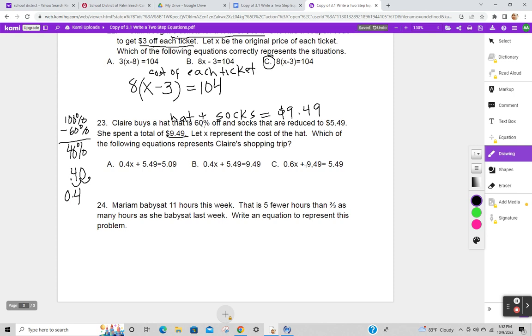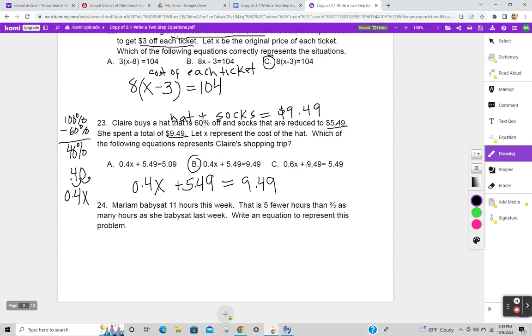So we'll represent the cost, whatever that cost is. We know we're going to only pay 40% of whatever that cost is. We'll represent that with X. So we're going to have to pay 40% of the cost of the hat, whatever that is, plus we have to pay $5.49 for the socks, and her total came out to be $9.49. So we just have to match our equation with one of the ones that are given. All right, so it looks like B. We have this, we have that, we have the same thing.